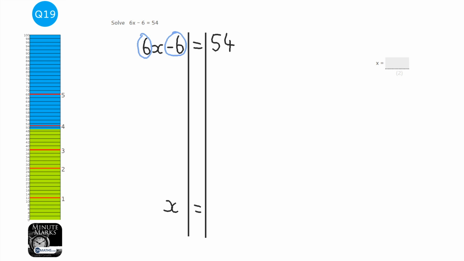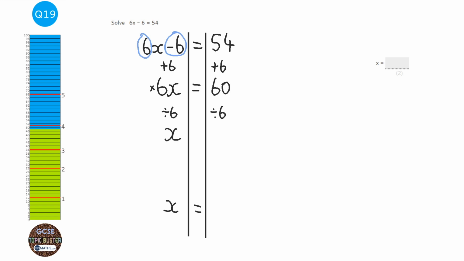To do that, we need to do the opposite of it. So we need to add 6 to both sides. So we're going to end up with 6x on the left hand side, because we've got rid of the minus 6. And we're going to add 6 to that to make 60. Now we want to get rid of the 6 before the x. Now that's a times 6. When you put a number next to a letter, it's a times. So to get rid of it, we need to divide by 6.